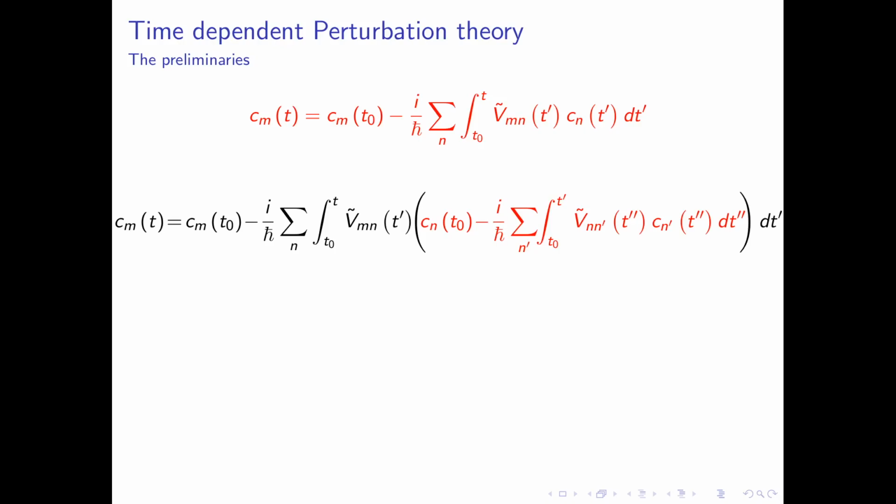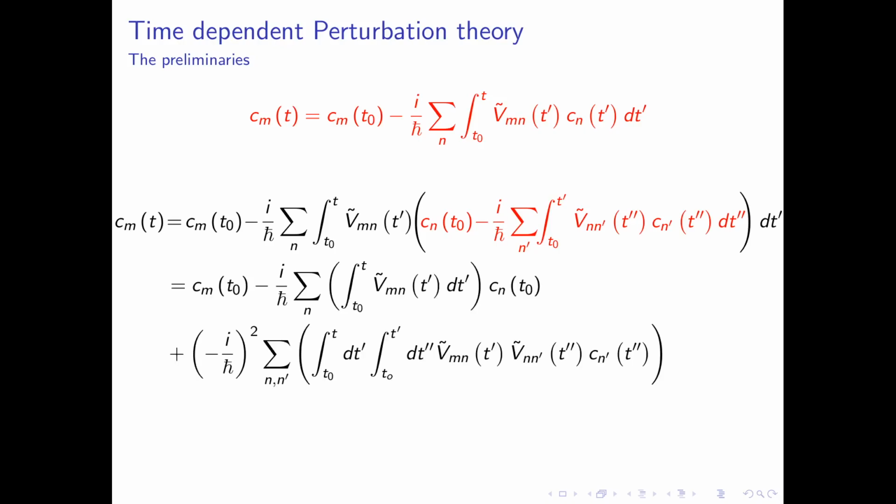So apart from making this look even more complicated than it was, what advantage does this give us? Well, we can simply break this up into pieces. The first piece is of course Cmt0, which we already had. The next piece becomes an integral minus I by h cross sum over n t0 to t v tilde mn t prime dt prime multiplied by Cnt0. Note that Cnt0 is independent of time and it is actually a known quantity. Because you know the state at time t0, you should know all the coefficients at time t0.